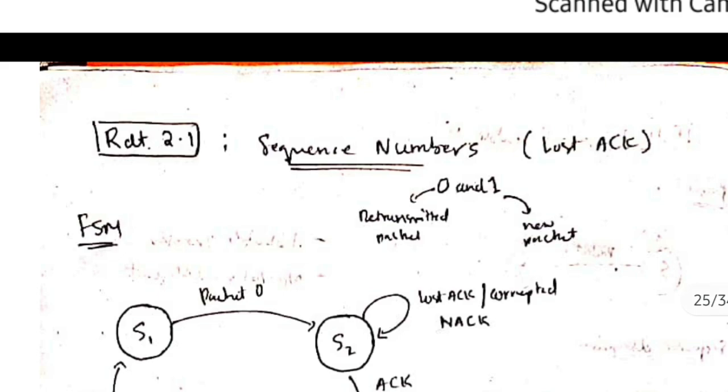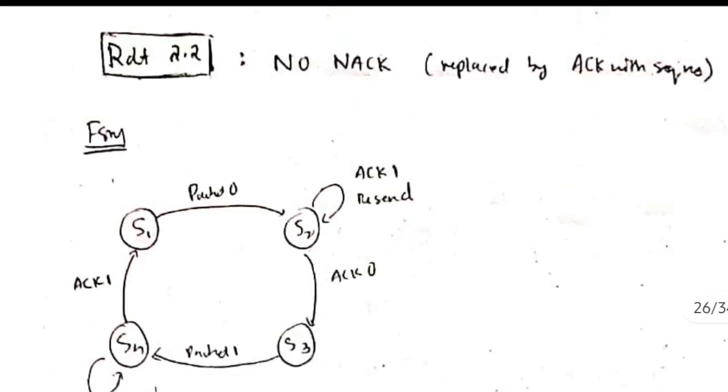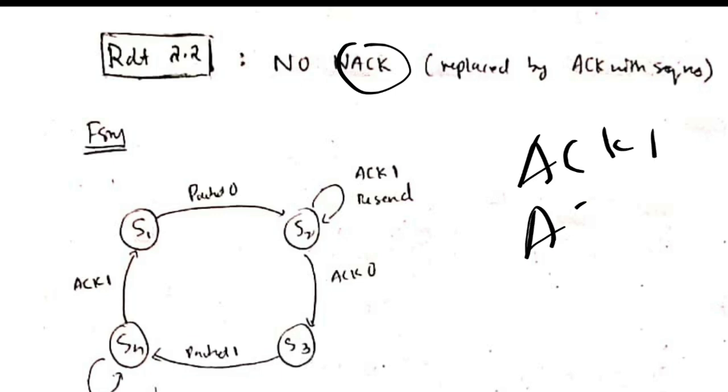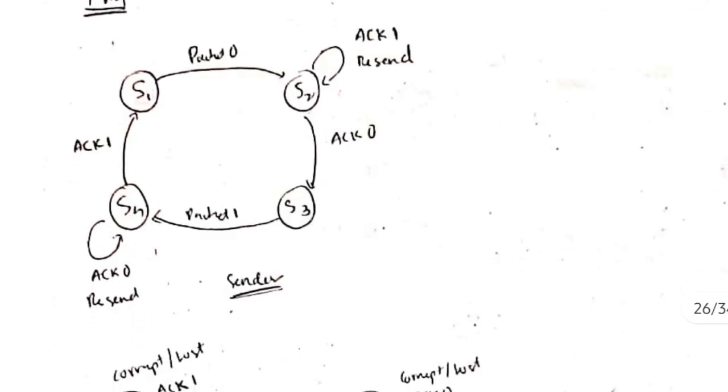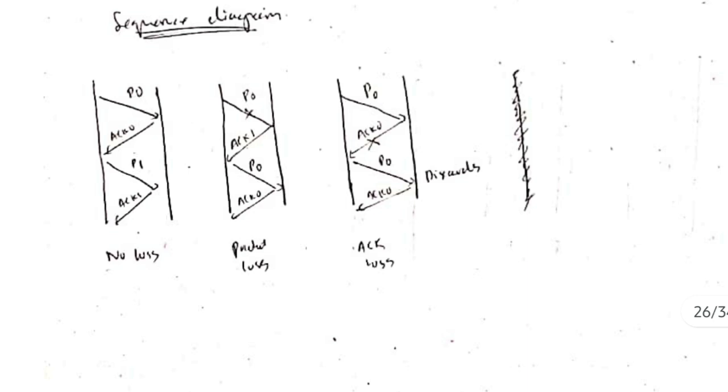Here we will have the sequence number, okay, in case the acknowledgement is lost. The next one, RDT 2.2, is the same thing as the previous one, but here we will have no negative acknowledgement. Instead what we will have is ACK1 or ACK0. So let's understand this by a sequence diagram. Here in the case of no loss, packet 0 will be sent, and for packet 0, acknowledgement 0 should be sent. And for packet 1, acknowledgement 1 should be sent. Okay, so that is the no loss case.